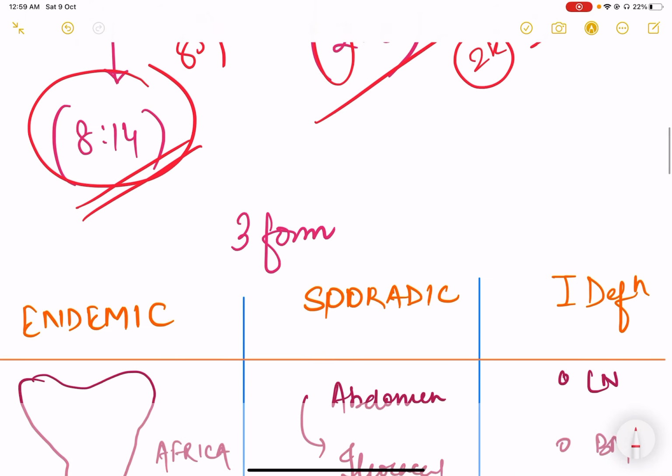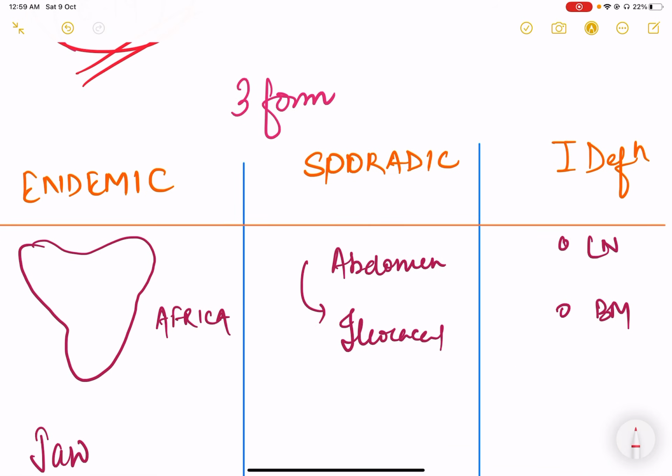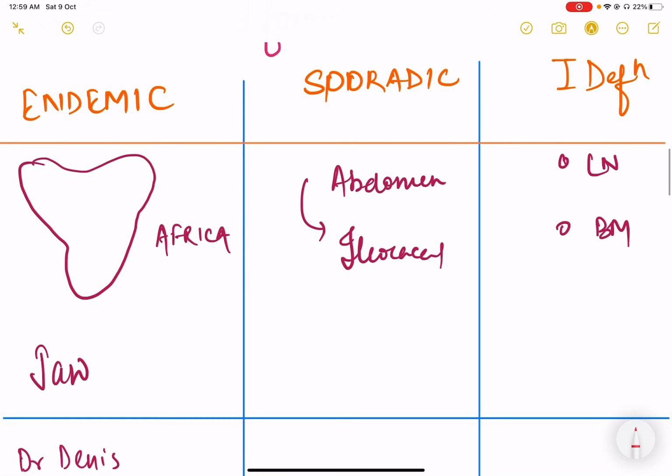So that's right, 8;22. Now there are three forms of Burkitt's lymphoma: endemic, sporadic, and the one associated with immunodeficiency. Endemic is present in Africa. Sporadic, obviously, can occur anywhere. And the immunodeficiency one is associated mostly with HIV.